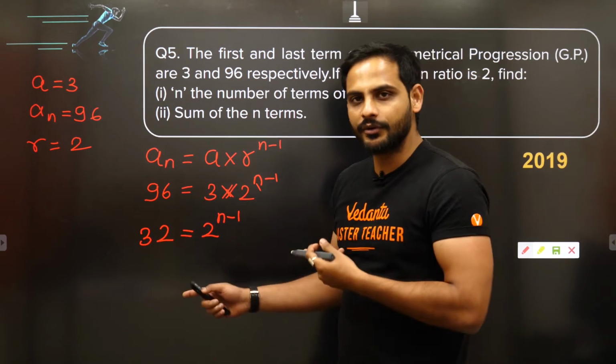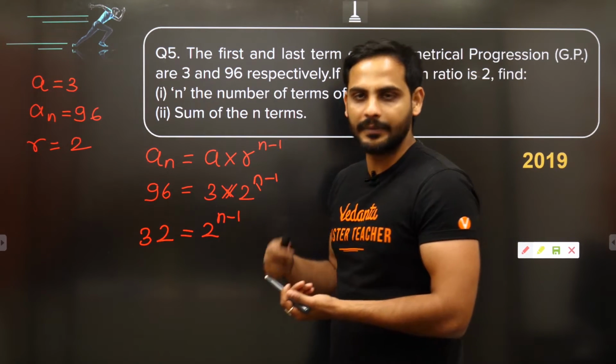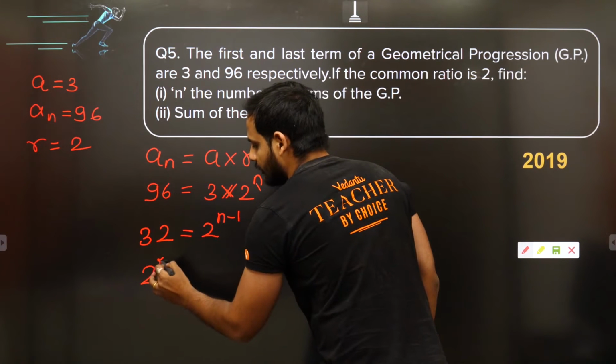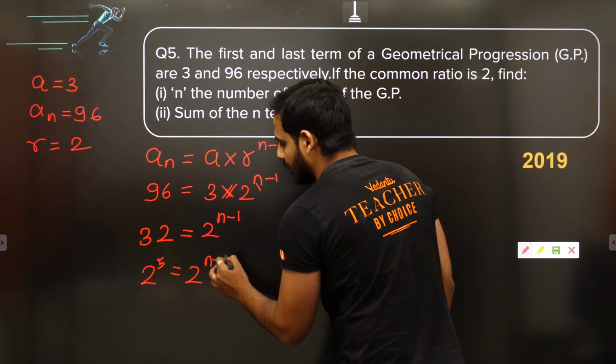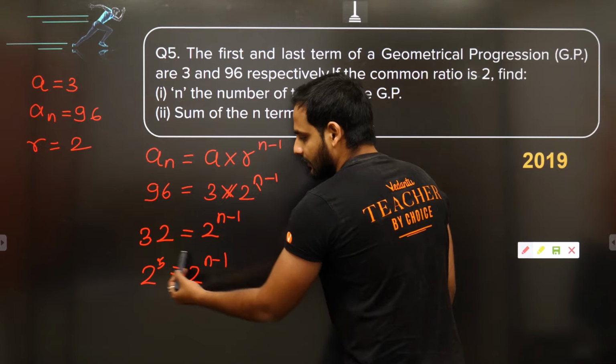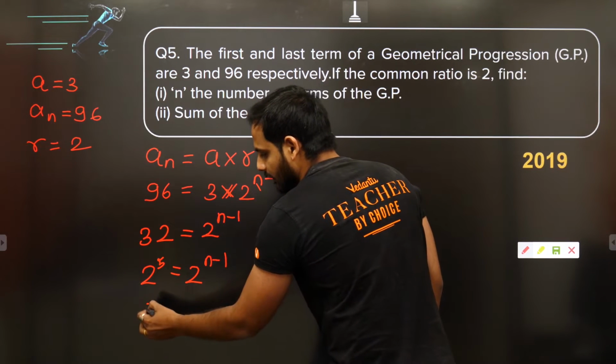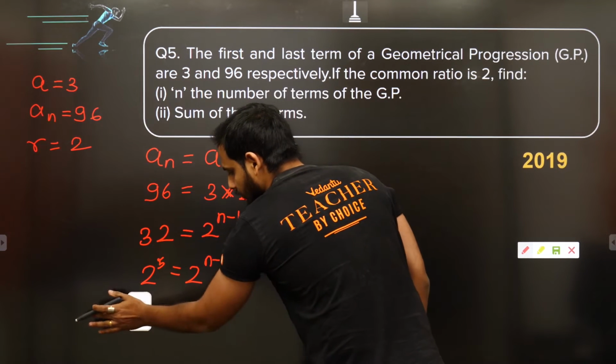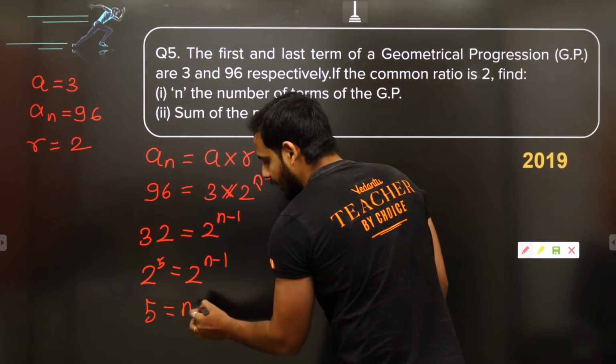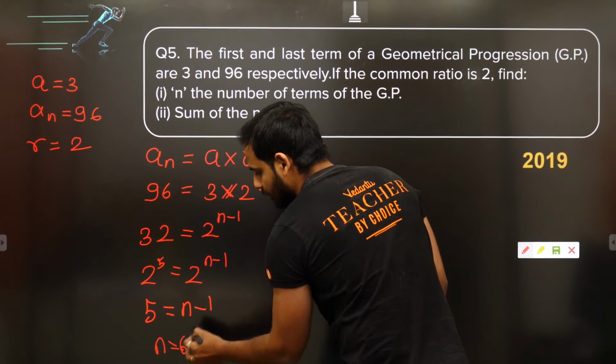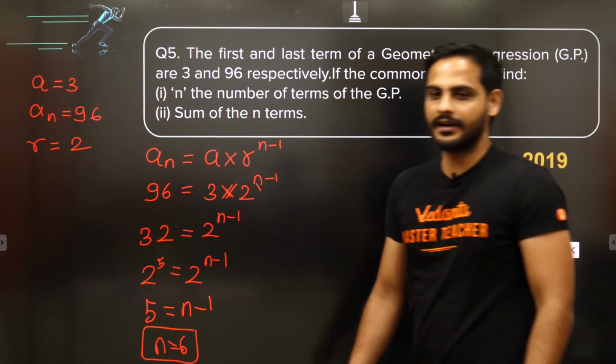Can you represent 32 as a power of 2? Obviously, sir, 2 raised to the power 5. So 2 raised to the power 5 is equal to 2 raised to the power n minus 1. Same base, if they are equal, the powers should also be equal. So 5 is equal to n minus 1. So n is equal to 6. Yes sir, very easy.